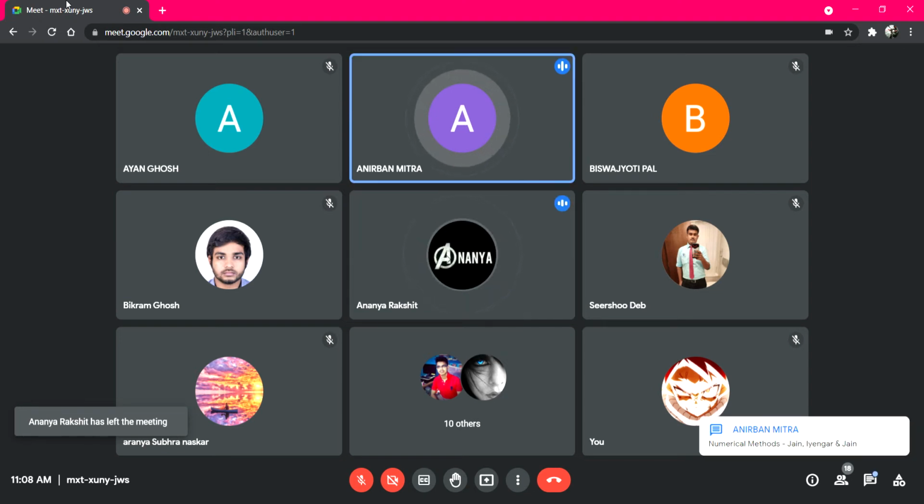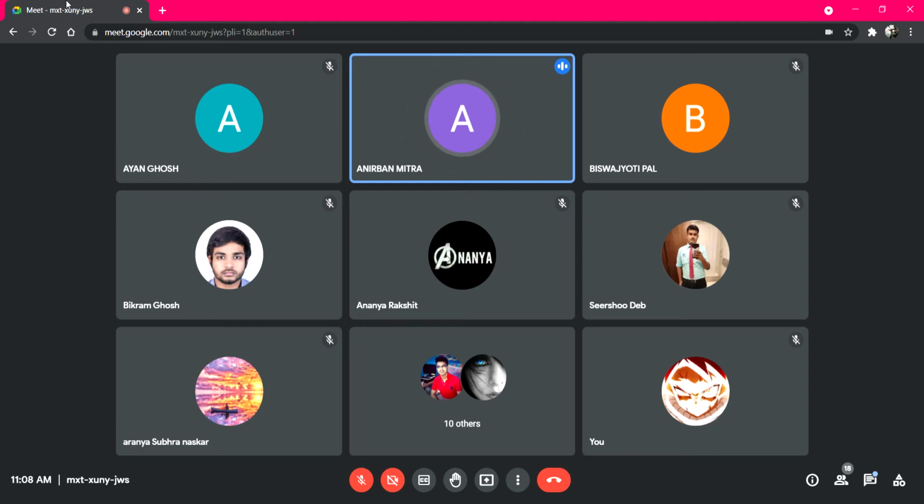So the first book is mainly the theoretical part of it. That means the mathematics behind the various numerical methods that we would be covering is given in this book, Numerical Methods. It's just a short abbreviation of the full name. The full name is Numerical Methods for Scientific and Engineering Computations by Jain Iyengar Jain. It's a good book. You can follow that.